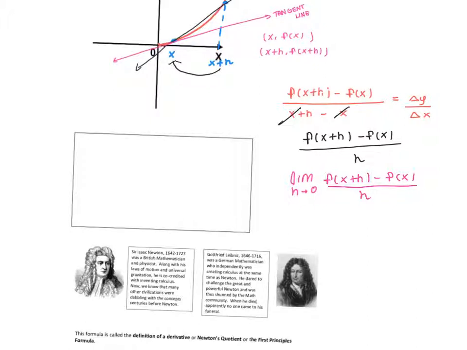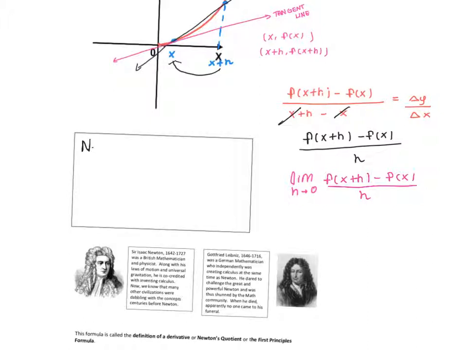as h approaches 0. Sometimes you'll see delta instead of h, but same thing. That's a derivative. When we find that limit, when we close the gap between x plus h and x, as we ask ourselves, what value is my slope as I get closer and closer to my tangent line, you're finding that instantaneous rate of change, which is your derivative. That is called Newton's quotient, and that's what we're going to work with first.